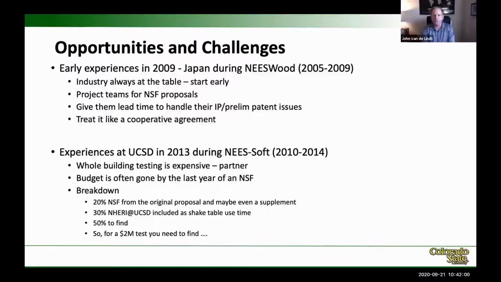And as I mentioned earlier, the budget's often gone by the last year of these. So I would say at most you have maybe 20% of whatever the NSF budget portion is. It could even be 10. If it's like NEES-Soft, it was probably 5% by the time we got there. And then 30%, just a guesstimate, on the shake table use time. So that's money that you won't see pass through, but that's there. And then you have about 50% or more that you have to find. And so for a $2 million test, it's $1 million.